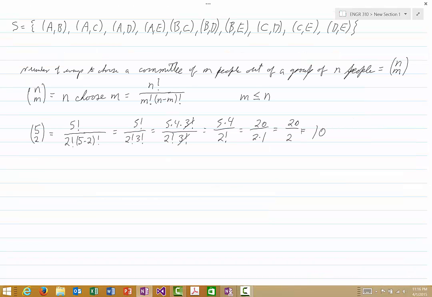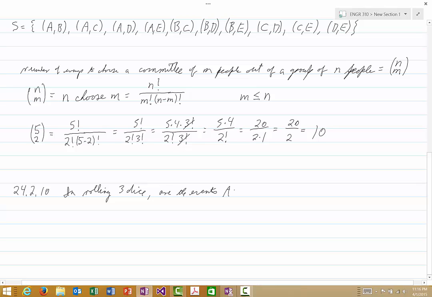A final problem I'd like to consider in chapter 24.2 is 24.2.10. It introduces a new idea. It says, in rolling 3 dice, are the events A, sum divisible by 3, and B, sum divisible by 5, mutually exclusive.